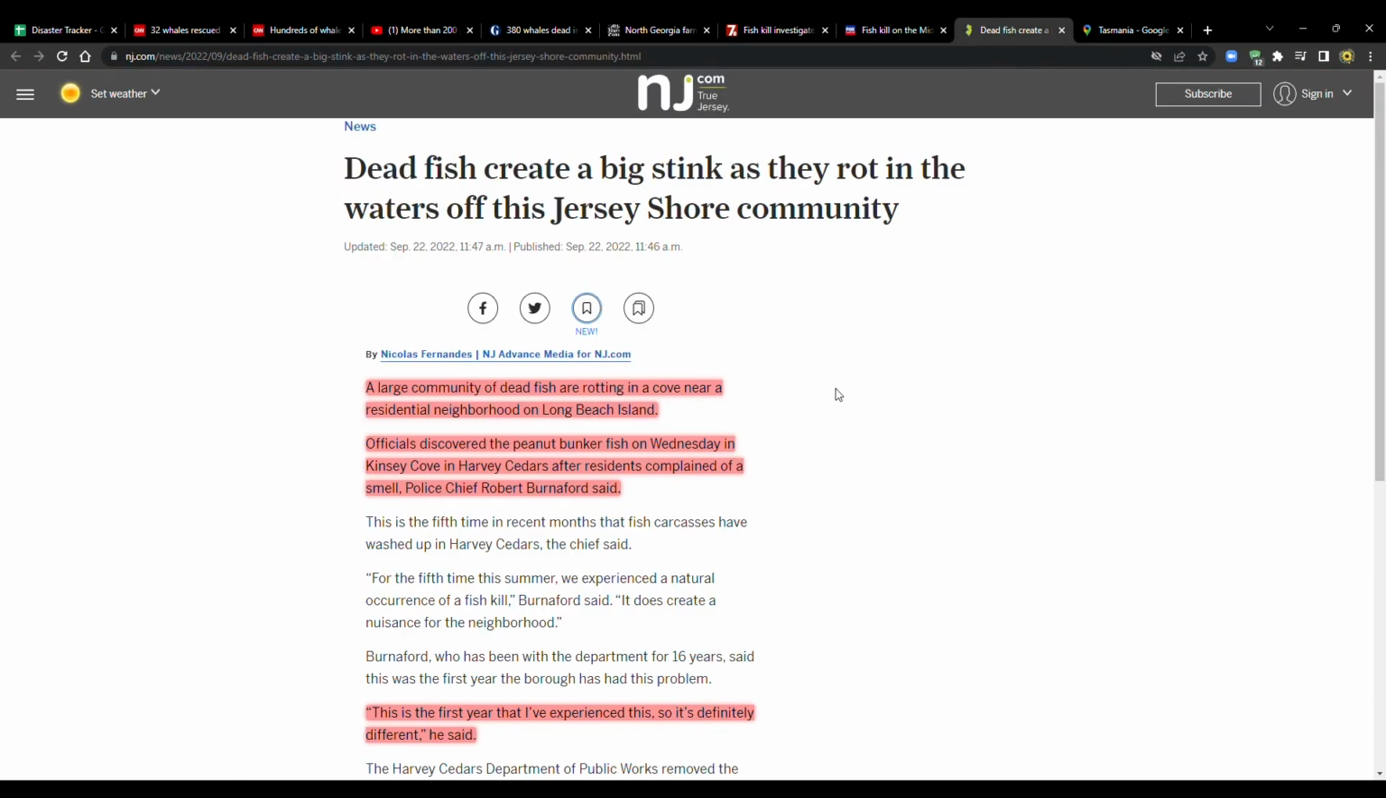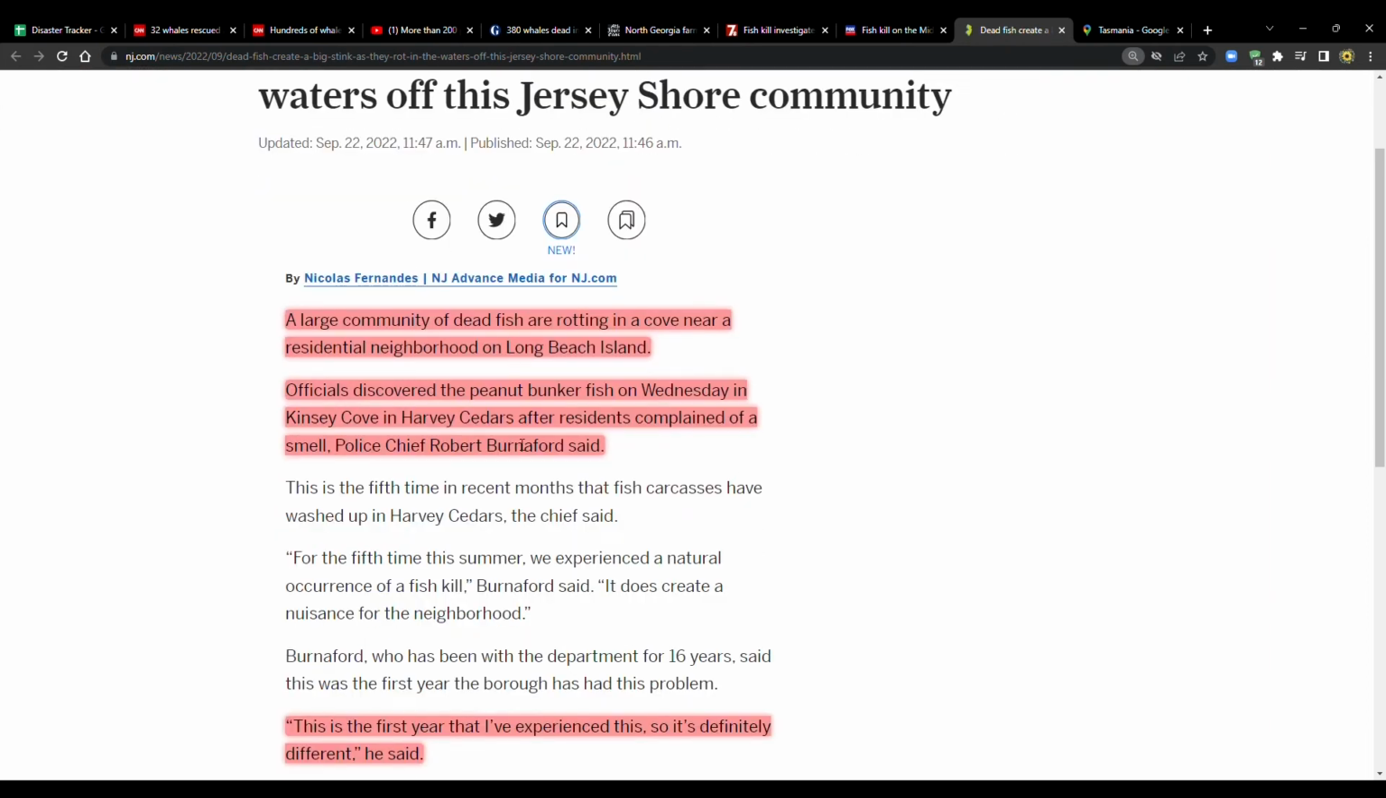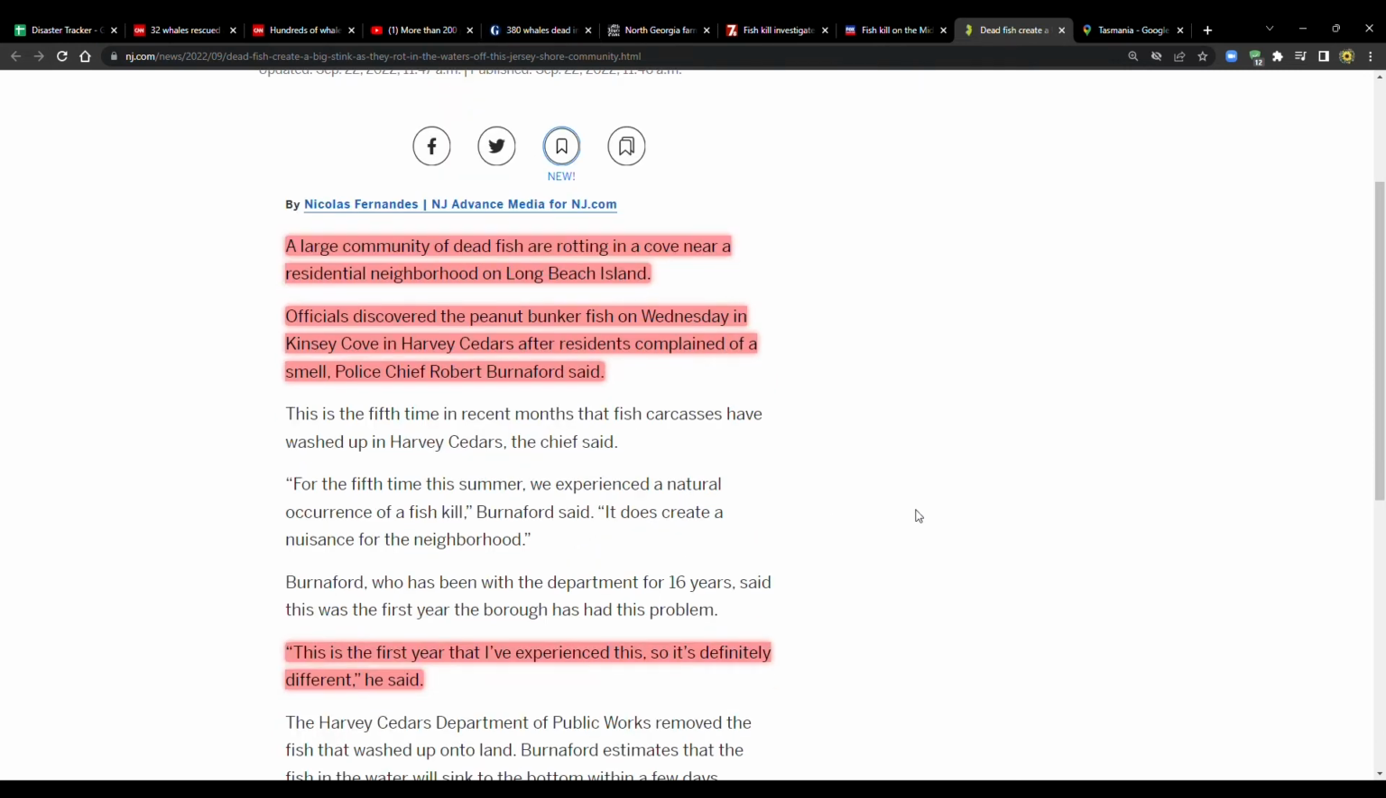Okay, now we're in New Jersey. Dead fish create a big stink as they rot in the waters off this Jersey Shore community. This is Harvey Cedars. And I should have looked up all the... whatever, I'll do it next time. This is the only indication of how many fish were killed.